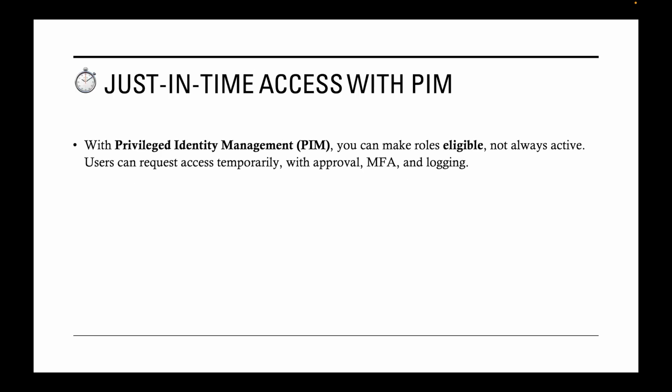So there's just-in-time access with PIM. You have Privileged Identity Management. You can make roles eligible, not always active. Users can request access temporarily with approval, MFA, and login. Privileged Identity Management is a tool within the Microsoft Azure platform, and what that does is you are able to give people access to roles for a certain time frame. So you can say, all right, I am going to give you this contributor right for 2 hours, and once that's done, you will no longer have that right.